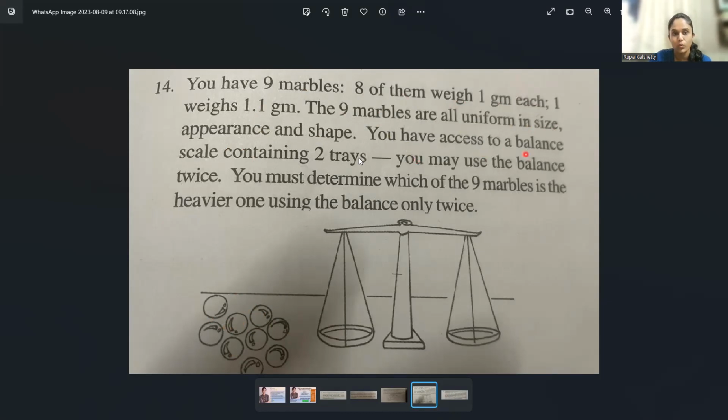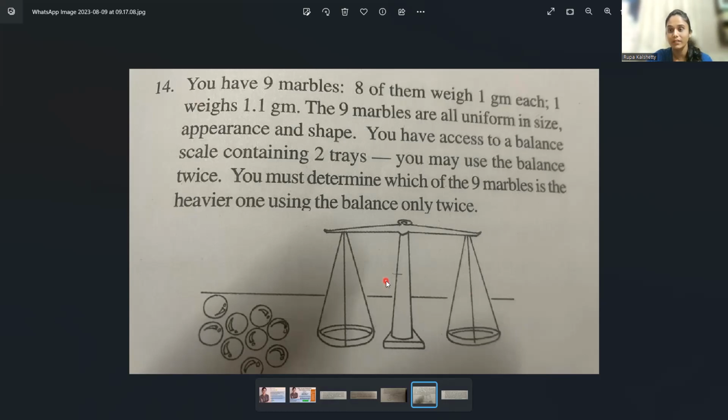You have access to a balance scale containing 2 trays. So you have this scale here, which has 2 trays. You'll be using that for weighing them against each other and to decide which one is heavy. And you may use the balance only twice. You must determine which of the 9 marbles is the heavier one using the balance only twice. So among these 9 marbles, we have to find out which one is 1.1 gram by using this balance only twice. You can stop this video for a moment, think over your strategy, and come back.